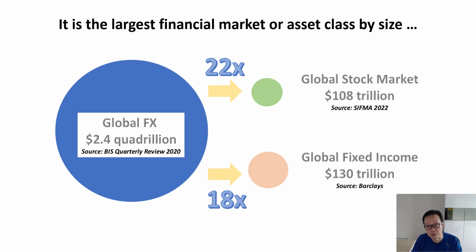And if you think about it, it's not difficult to understand why this is so. You can have all kinds of different assets in this world, from stocks to bonds to commodities to real estate to every single product that you owned or purchased. But all of this has to be bought and sold in currencies. So FX kind of encompasses all of them.